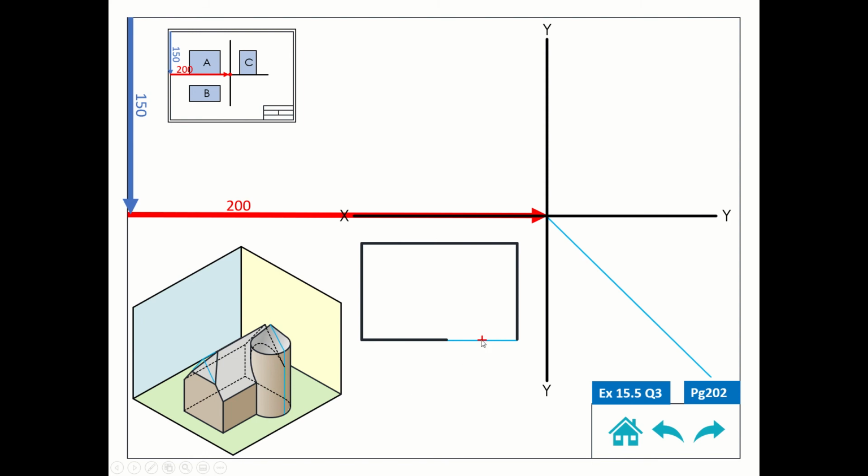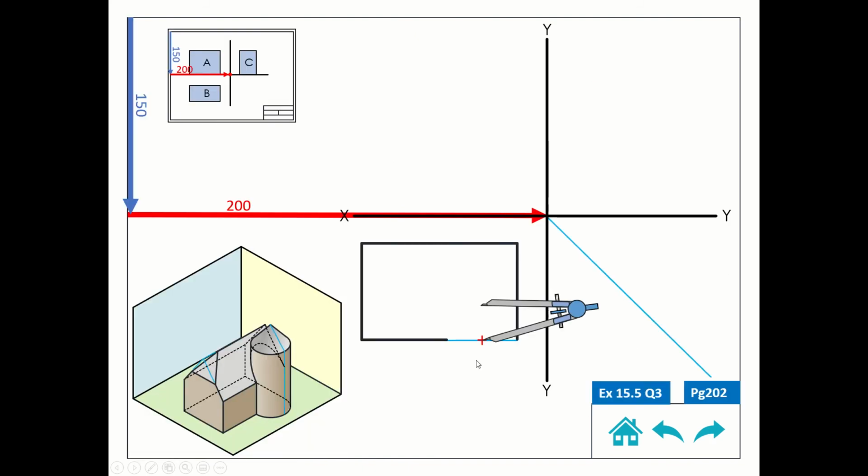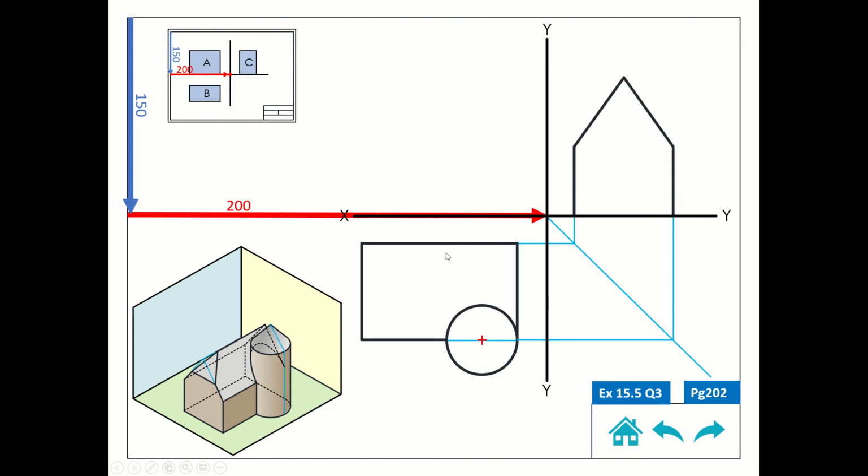So we find the center of that, and looking back at our question, its diameter is 50, so the center is going to be across 25, and with our compass set to radius 25, we can just draw in the tower like so. We can add in our 45-degree line, and we can transfer that main position of our building across into our end view. So there you can see there's the back of our building.